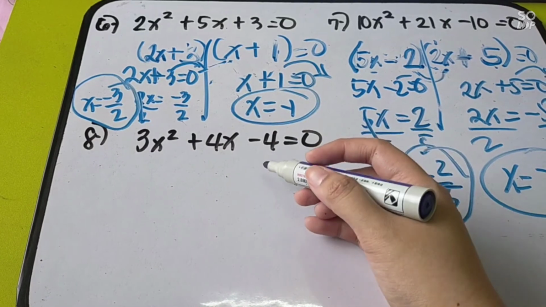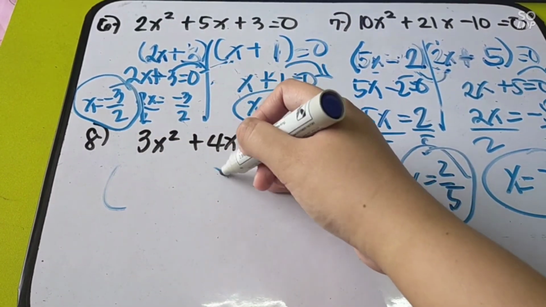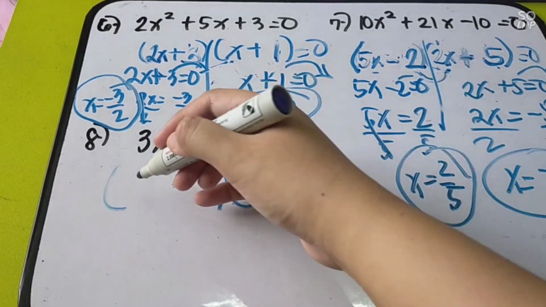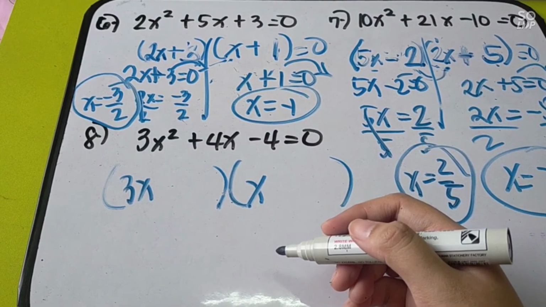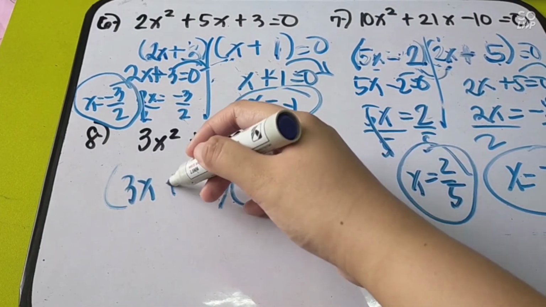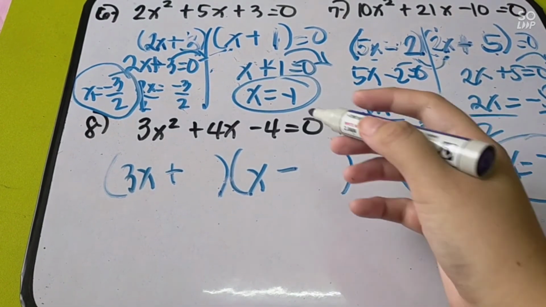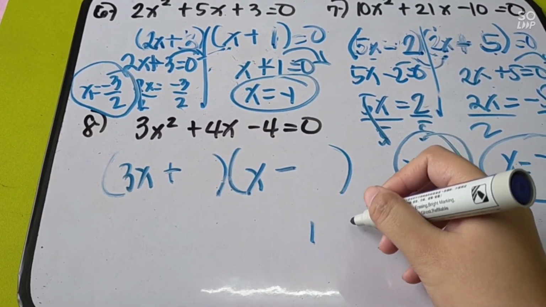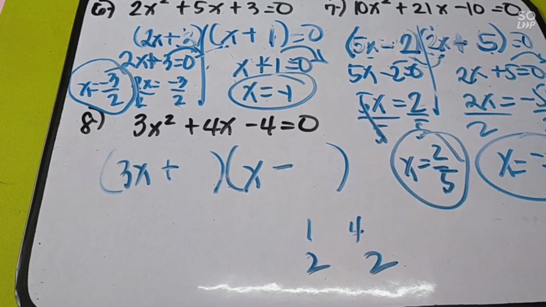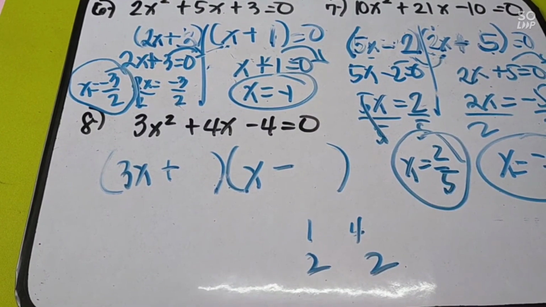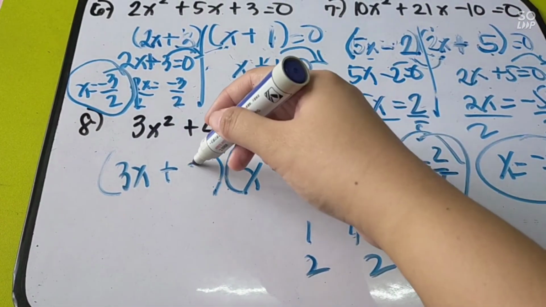3x squared plus 4x minus 4 equals to 0. So, since ang factors lang naman ni 3x ay 3x and x, so you have here 3x at saka x. Then, since ito ay negative, so positive yung isa ay negative. So, hanapin lang din natin yung correct form. Ang factors ni 4 ay 1 and 4 at saka 2 and 2. Tingin natin. So, kung saan tatama? Tingnan natin dito ay 2 at saka 2.